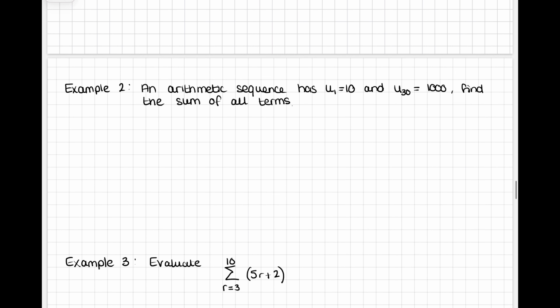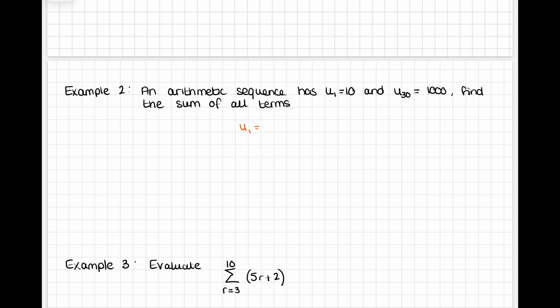Example 2. An arithmetic sequence has u1 equals 10 and u30 equals 1000. Find the sum of all terms. So this one we have u1 equals 10. We know that u30 is 1000, and that means our n value is also 30 because we want to find the sum of all the terms. So we're going up to 30. So with this then, it means we'll use that first formula.